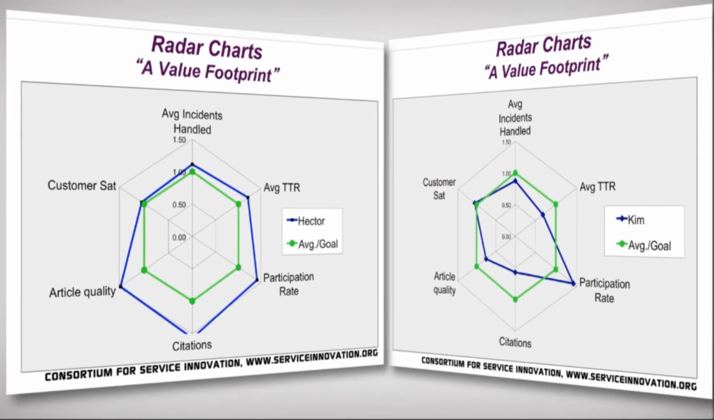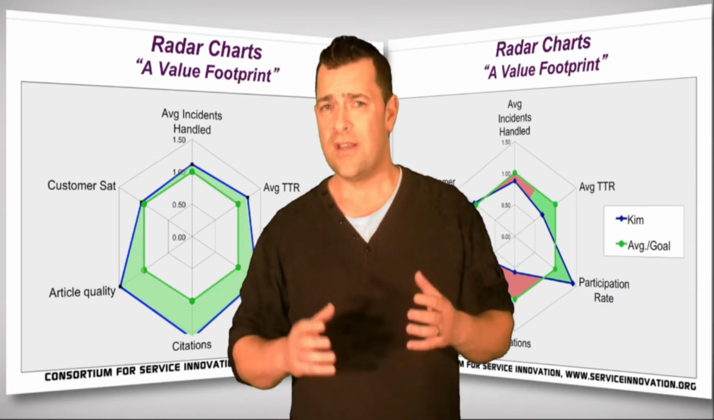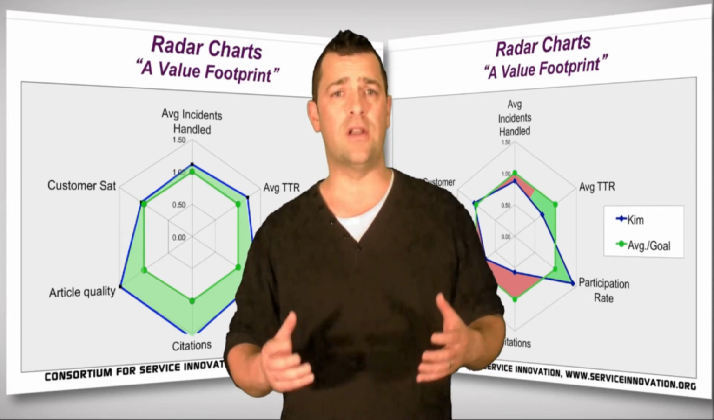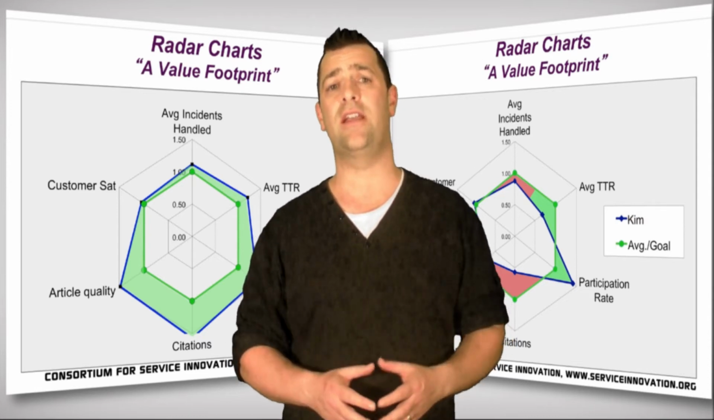So let's have a look at both Hector and Kim's value footprint. We can see that these charts are much easier to read than the array of graphs we used in the previous scenario. By comparing an individual's performance to team averages for leading indicators and the goals for lagging indicators, we can quickly see that Hector is creating value and Kim needs some help. This is a helpful way to view measures so long as we have a balanced view of the leading and lagging indicators as well as the qualitative and quantitative measures.